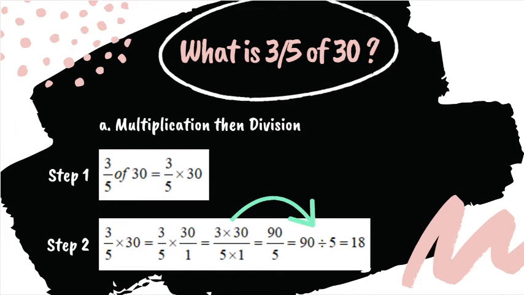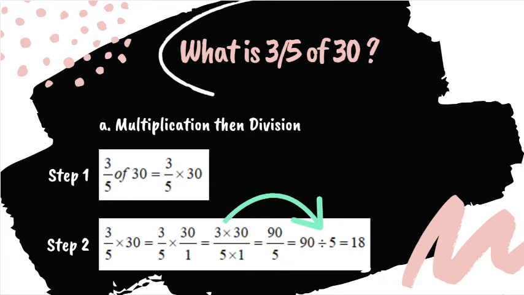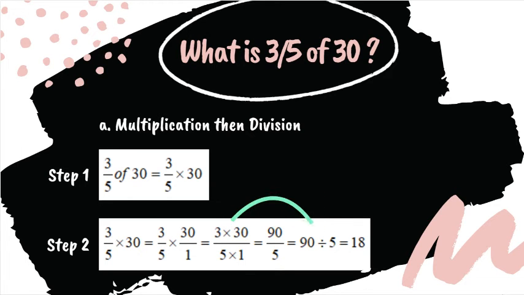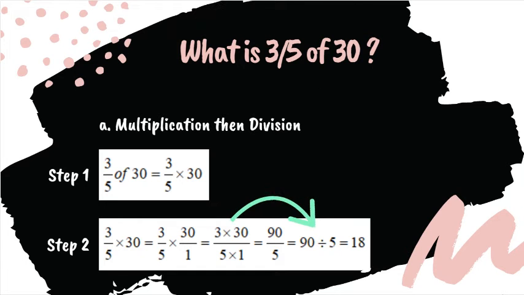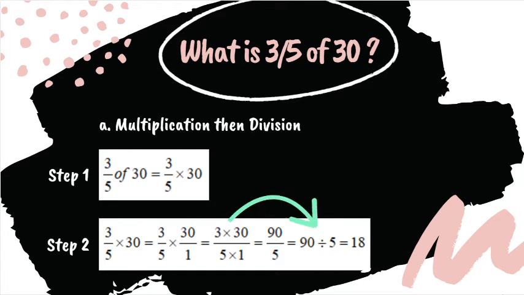Let's try to solve this. What is 3 over 5 of 30? The first step in solving the question is to use multiplication and division. Remember the workings. Step 1. Change "of" to the multiplication sign. So, 3 over 5 of 30 will be equal to 3 over 5 times 30.